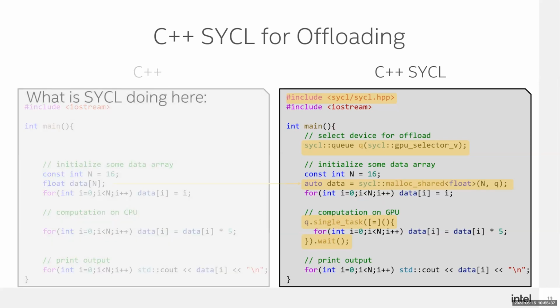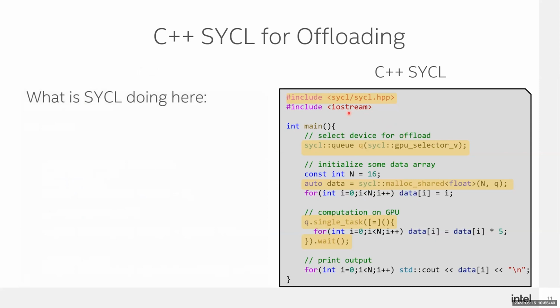So let's try to understand this. Let's see what SYCL is doing here. The first thing it's doing is selecting the GPU device for offloading. That's this line of code here. This wasn't in the original C++ code. So what we've done here is created what's called a SYCL queue. And you can see we are using something called the GPU selector. This code is just selecting a GPU as your offload device.